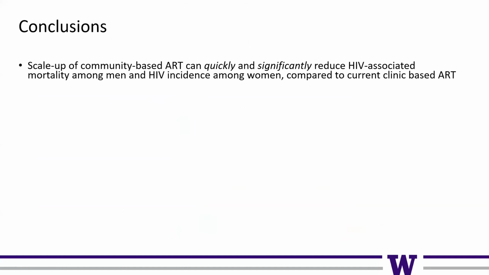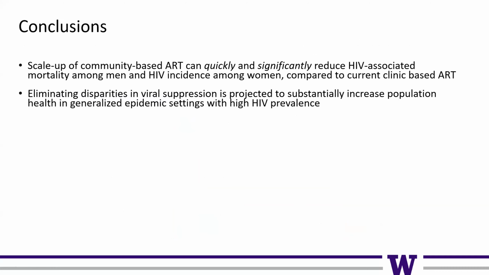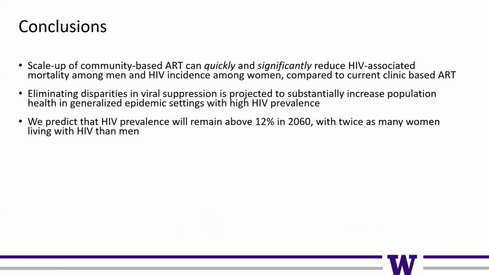So in conclusion, increasing viral suppression through community-based ART quickly and significantly reduces mortality among men living with HIV and decreases the high HIV incidence rate among women. By eliminating the gender disparity in viral suppression, we can thus improve health for the entire community, particularly in settings with a generalized HIV epidemic and high HIV prevalence.